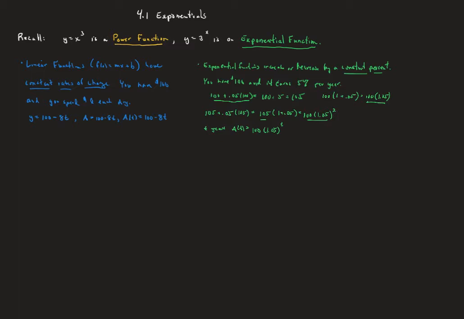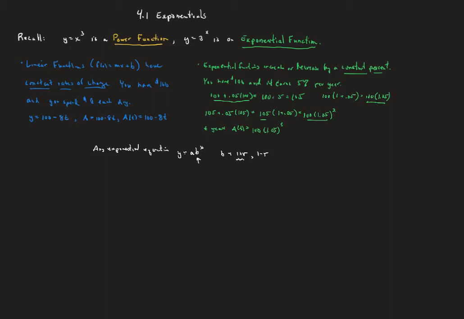Now in general, almost any exponential equation can be written as y equals a b to the x, or y equals a b to the t, whichever way you want to call it. But this b is really important because this b contains this 1 plus r, or it could even be 1 minus r in the case where this is decreasing.